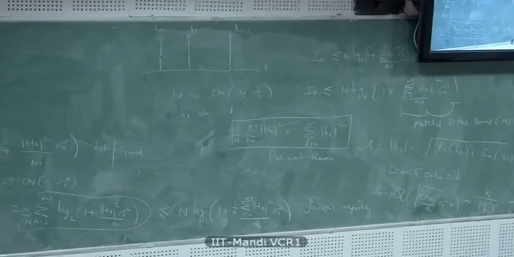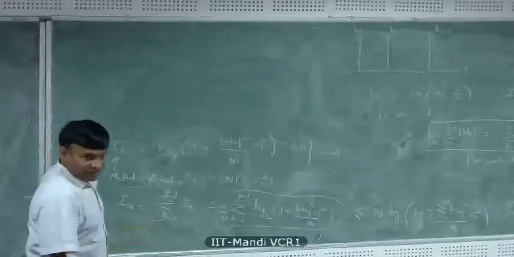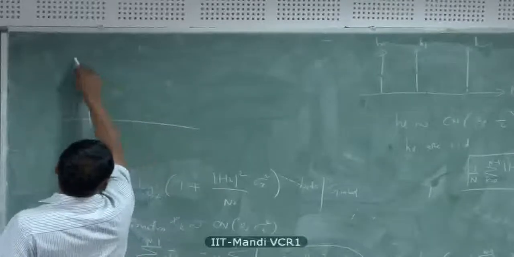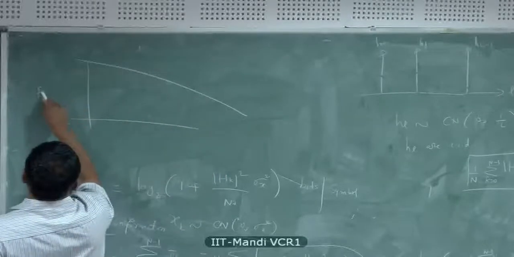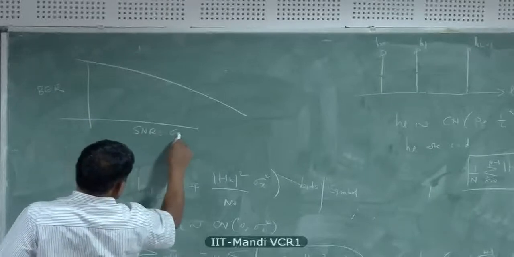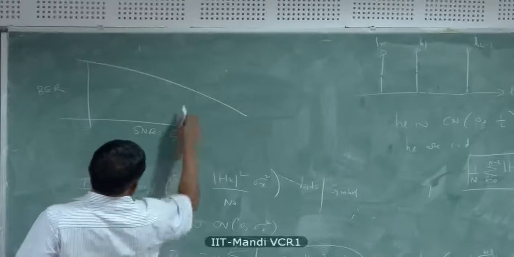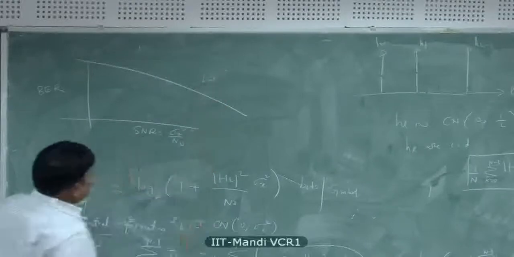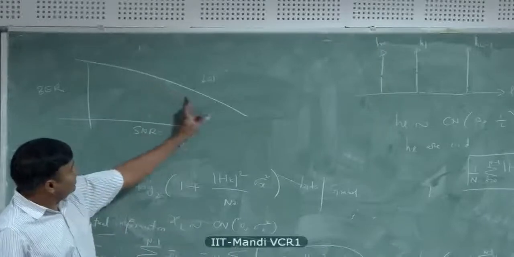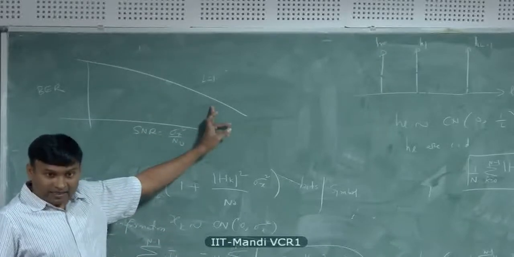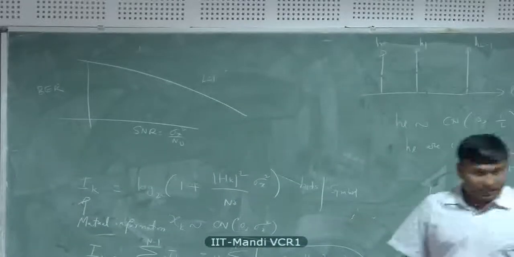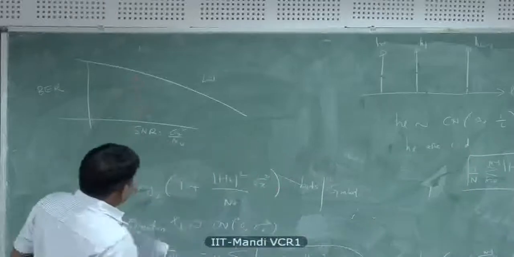Anyway, you'll do a simulation this week. You'll see the effects of fading. For L equal to 1, the bit error rate on a semi-log scale will be a straight line, right? When you take the logarithm, it will be a straight line. The slope is 1.